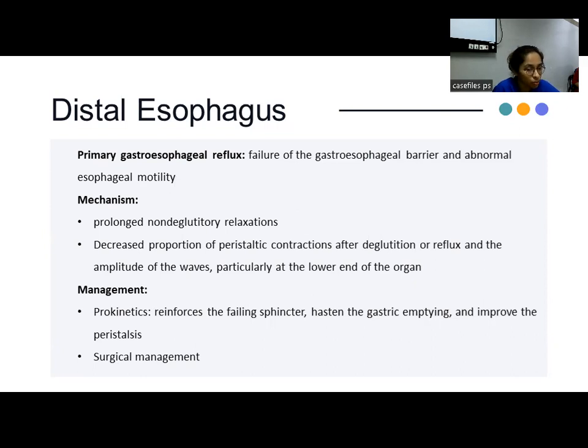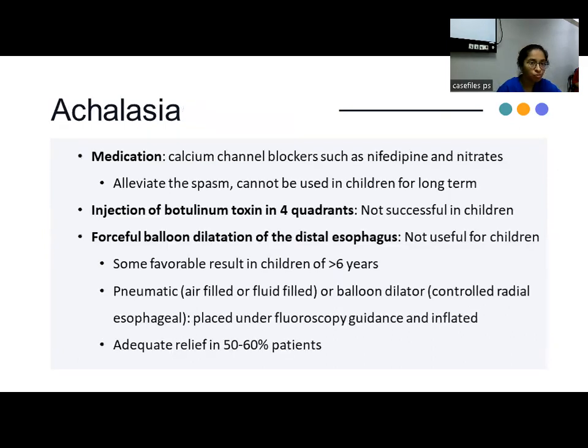Management includes medical management, which can be tried with prokinetics. This reinforces the failing lower esophageal sphincter, hastens gastric emptying, and also improves peristalsis. However, if the patients are refractory to medical management, surgical management with fundoplication has to be considered, and the detailed discussion of GER will be done in the next class.